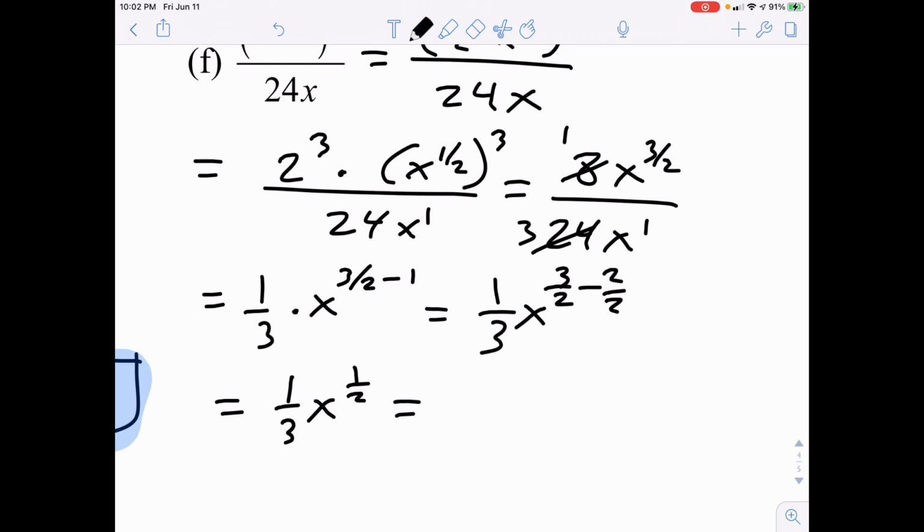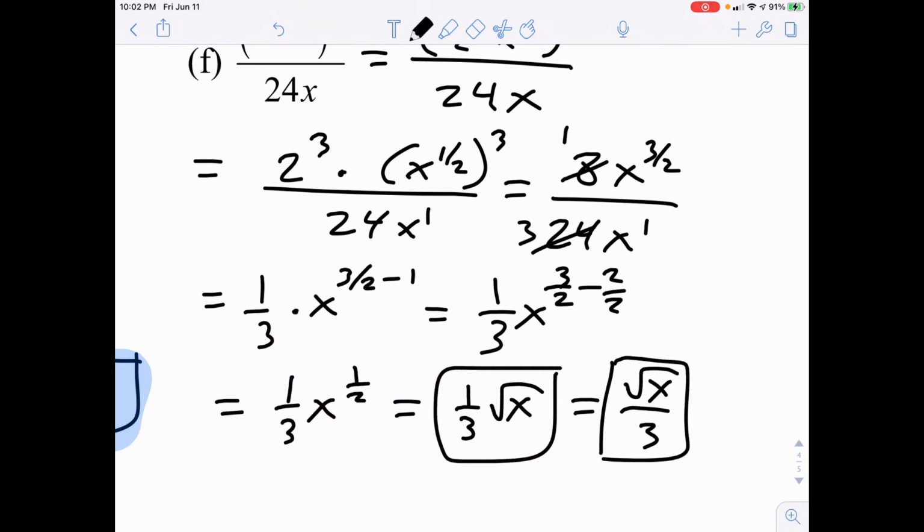We have to write the expression using radicals, so I need to change that into 1/3 times the square root of x, or square root of x divided by 3. Either of those is fine.